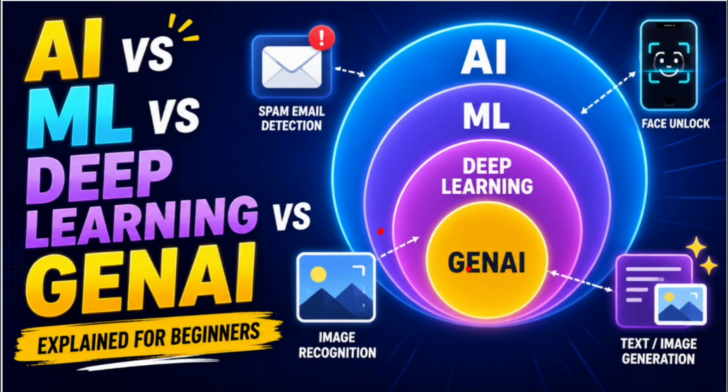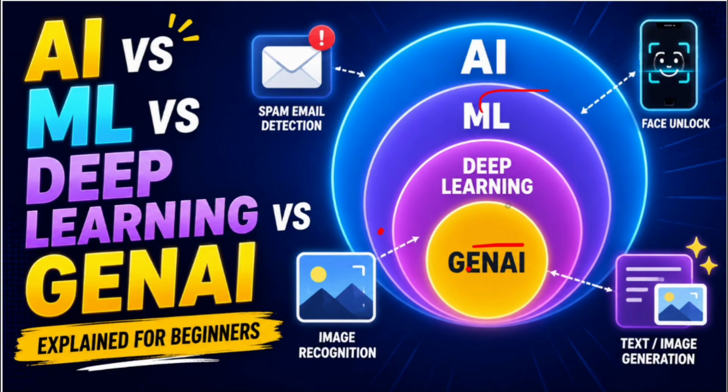There are some common misconceptions regarding AI which I'll tell you. One is that artificial intelligence is generative AI. That is not correct. Generative AI is only one area within the much larger field of AI. A spam filter can use AI without generating anything. Face unlock can use AI without creating new content. Image recognition can use AI only to identify an object.